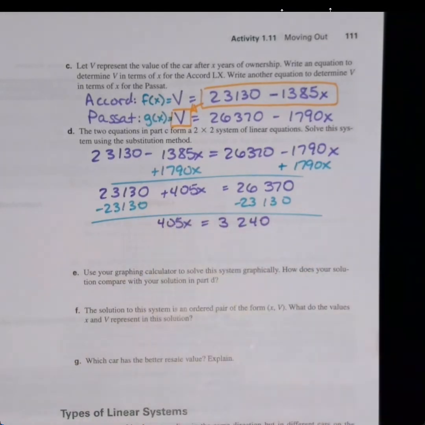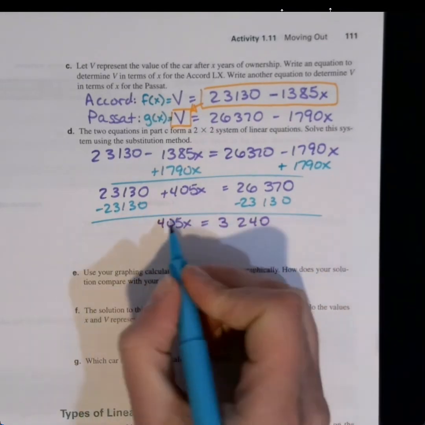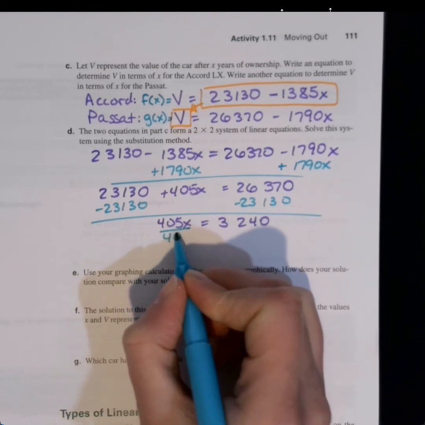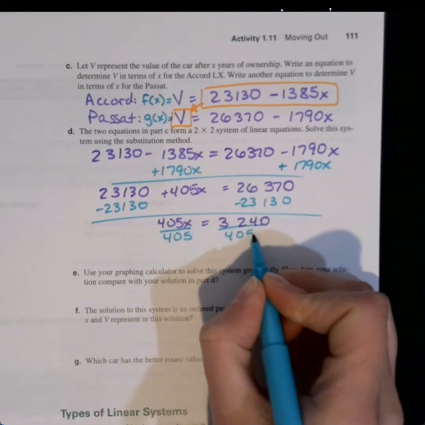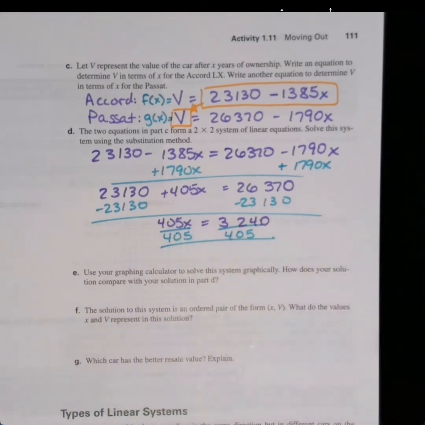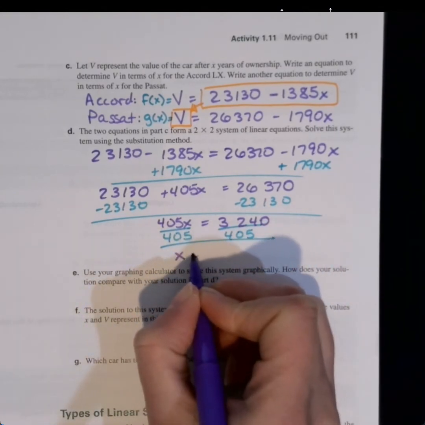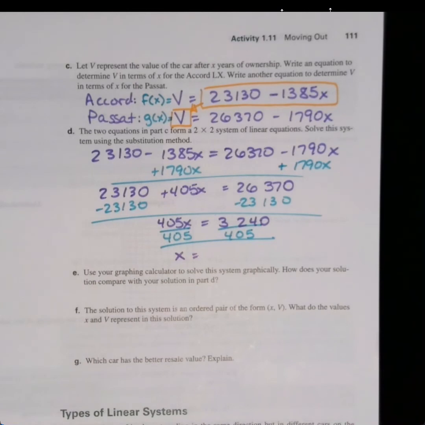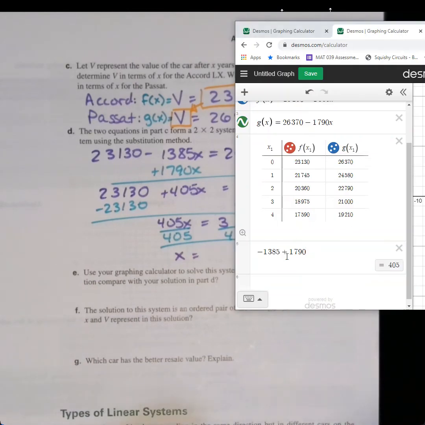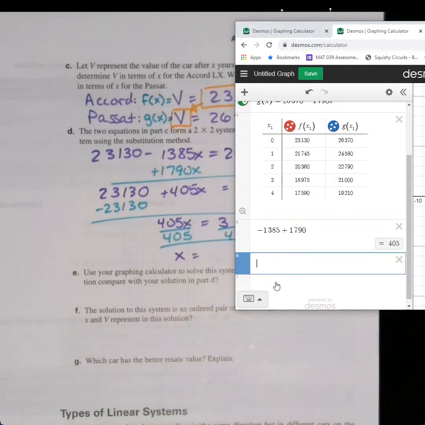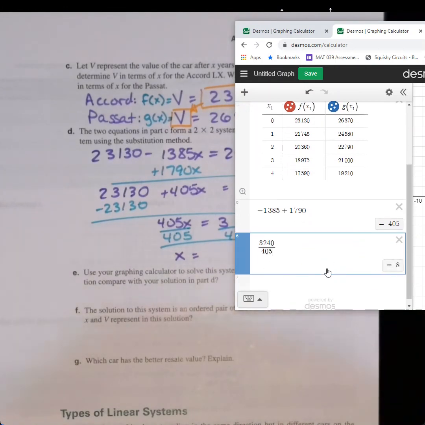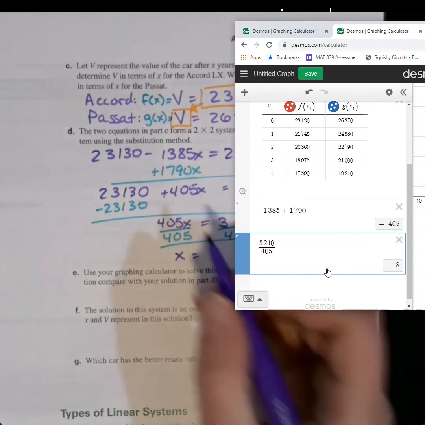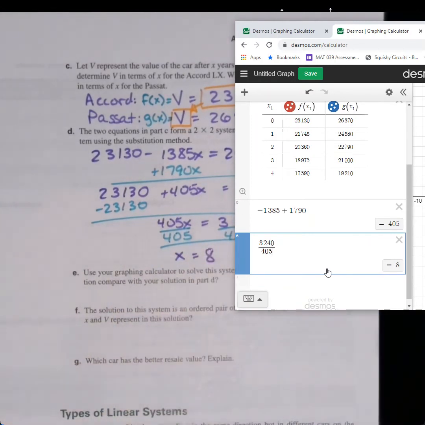And then continuing to get x by itself, that's multiplication by 405, so we will do the opposite and divide both sides by 405. I'm going to use Desmos to help with that calculation again. Okay, so I need to take 3,240, and I needed to divide it by 405, and I get 8. Cool.